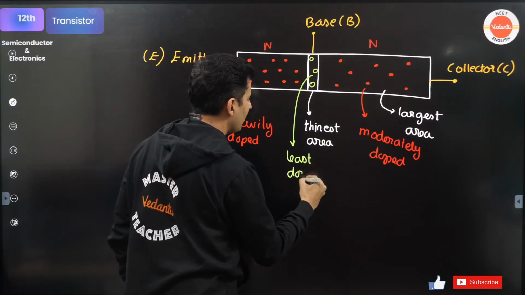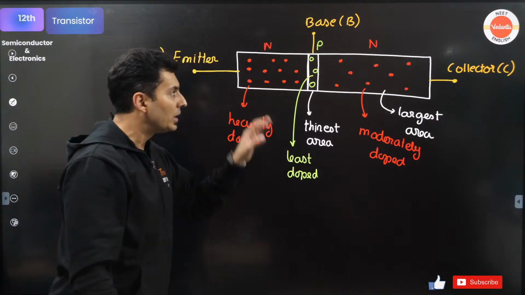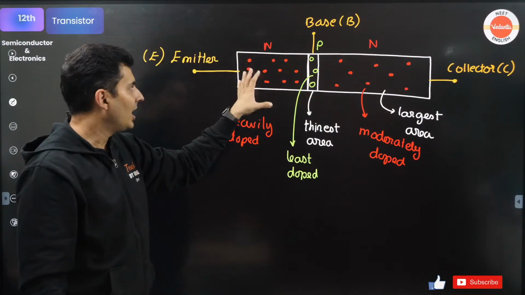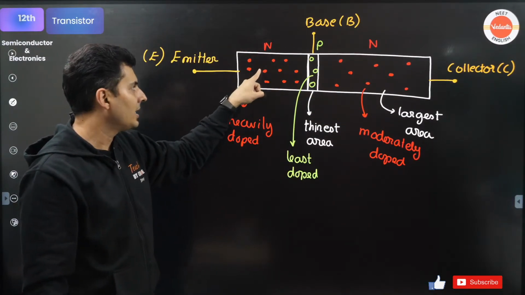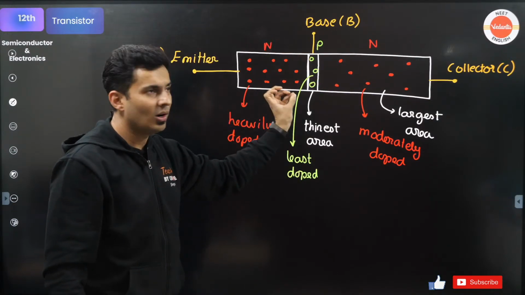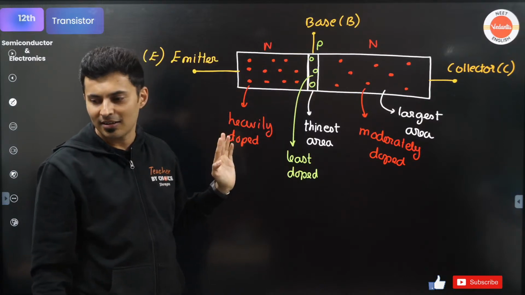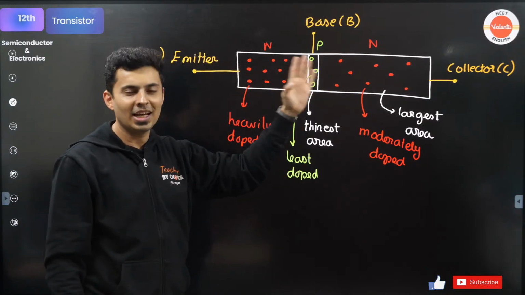Least doped area is basically the base, and in this case it is P. So this device, which has a semiconductor which is N type on this side, N type on the other side, and P, which is the base, in the middle, this is called an NPN transistor. What is it called? NPN transistor.